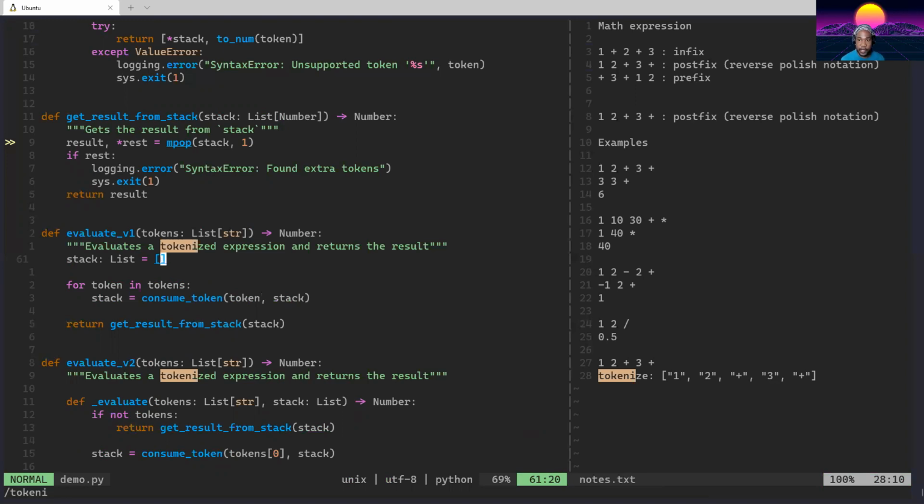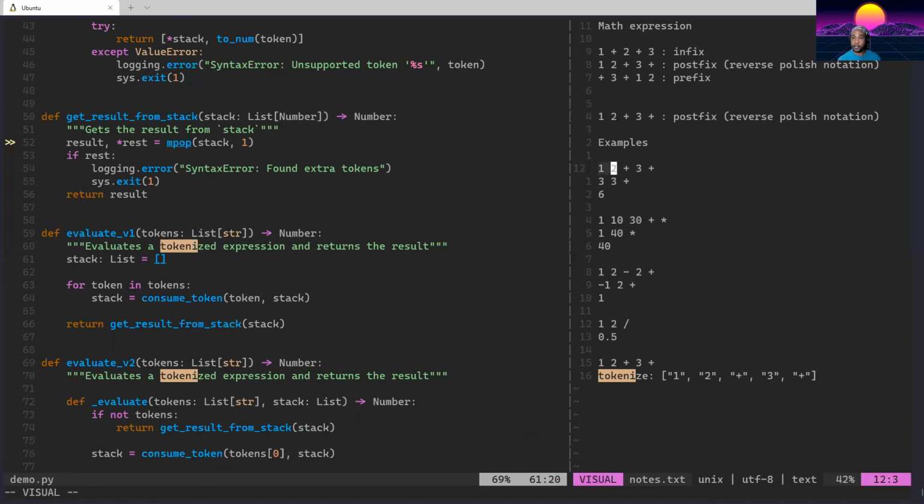So, and you can see that a bit here, where let's say we add 1 to the stack, we add 2 to the stack, we encounter an operator, we take 1 and 2 off the stack, we apply the operator, so we get 3, and then we add that result, because it's intermediary, back onto the stack, and we continue. And so that's how this evaluator works.